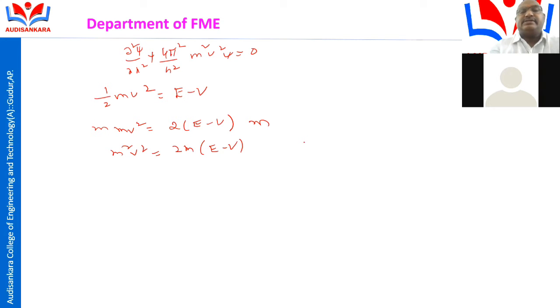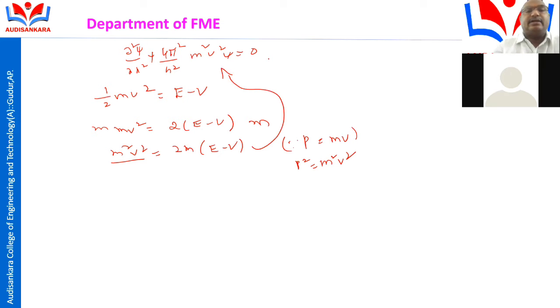So, my dear students, momentum P is equal to mv, corresponding P square is equal to m square v square. So, in place of m square v square, substitute P square in the equation here. Therefore, dou square psi by dou x square plus 4 pi square by h square into 2m into E minus V into psi is equal to 0.